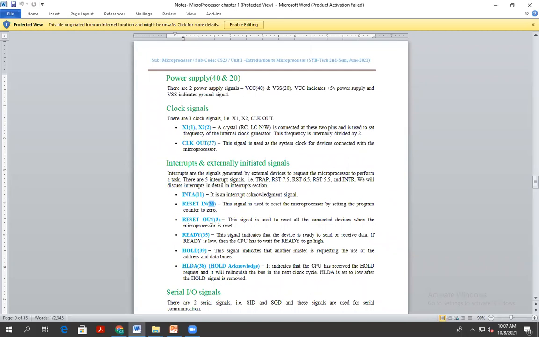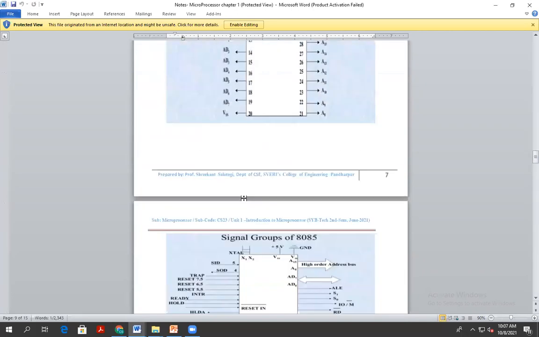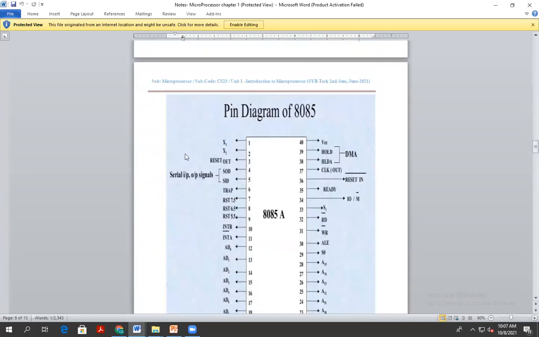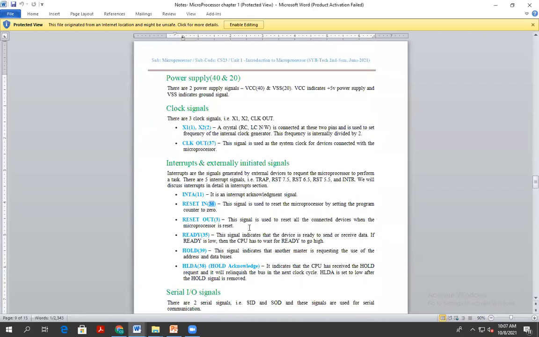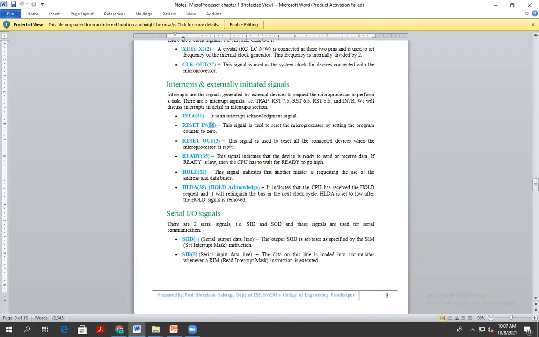Next one, reset out at pin number 3. Check it, at pin number 3 that is reset out. Reset out is used to reset all the connected devices whenever the microprocessor is reset with pin number 36, and all the devices connected with the microprocessor chip are reset. Next, at pin number 35, it's ready.